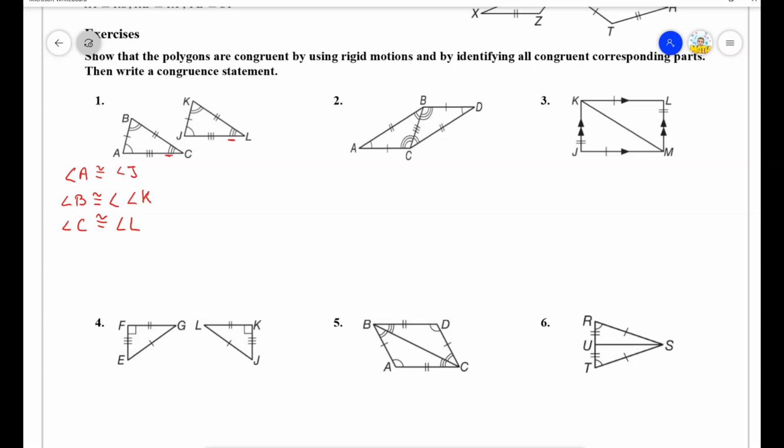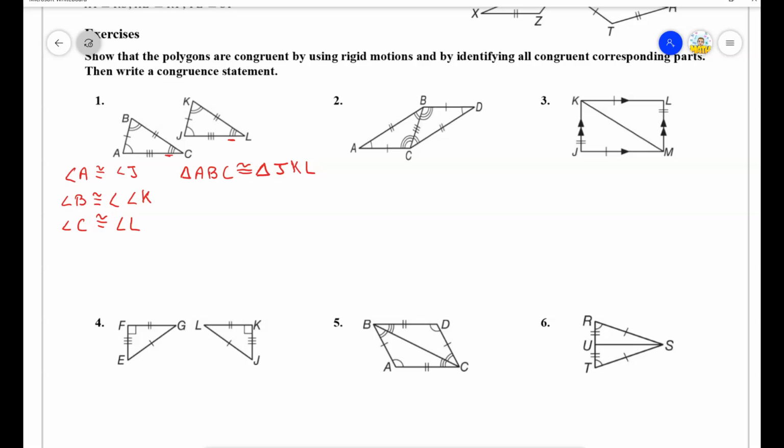So now I'm going to extend this and just go with triangle ABC, and it's really important that the ordering is correct. So A matches up with J, so that's going to be triangle J, and B matches up with K, K, and L. So those two triangles are congruent.